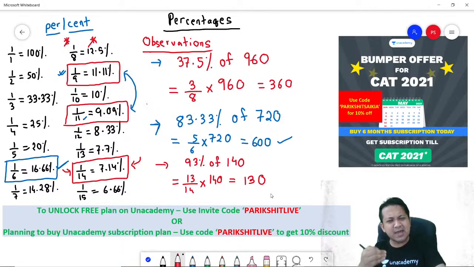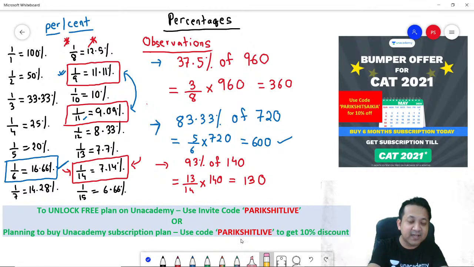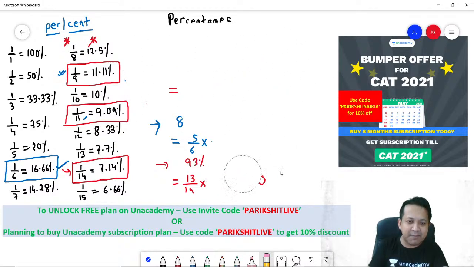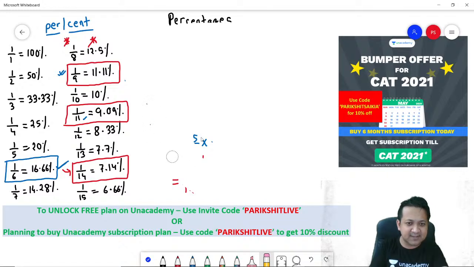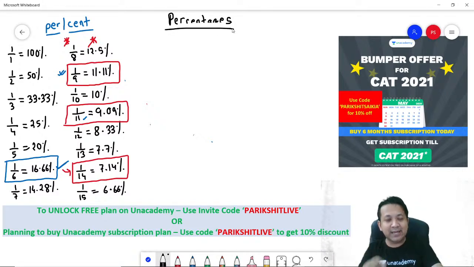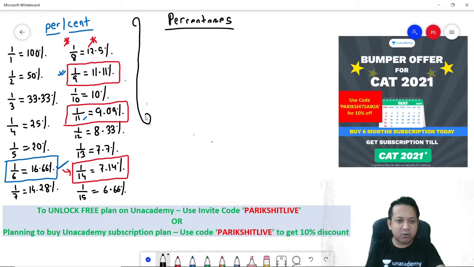This is a brilliant way of dealing with percentages. And trust me, the table on your left hand side is what you have got to remember. If you remember this table that I have drawn here on the left hand side, approximately 99% of the times, if you go back and look at your CAT questions, it has to deal with one of the numbers from this table.